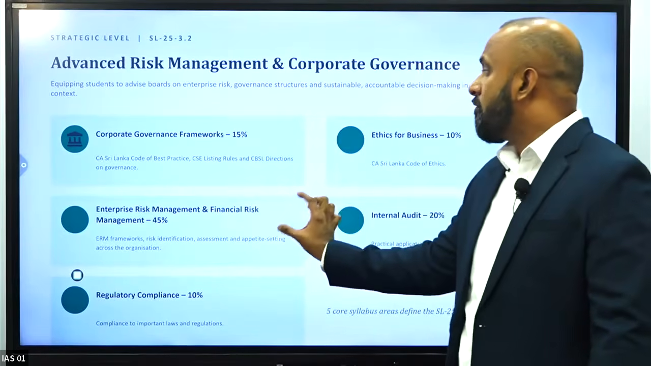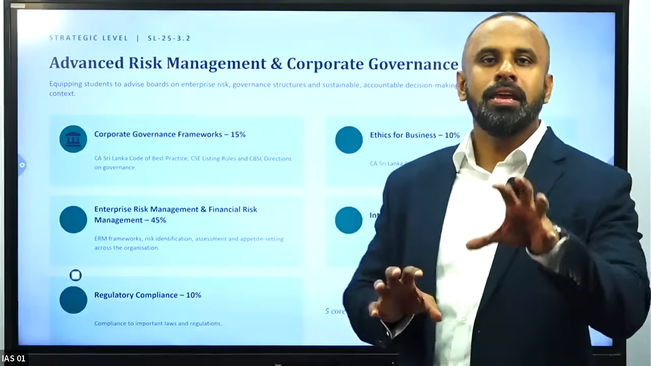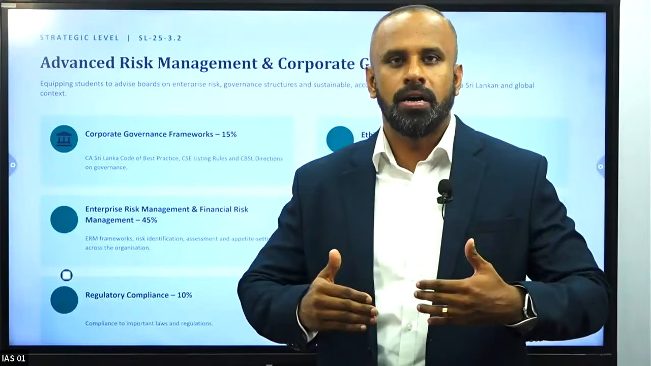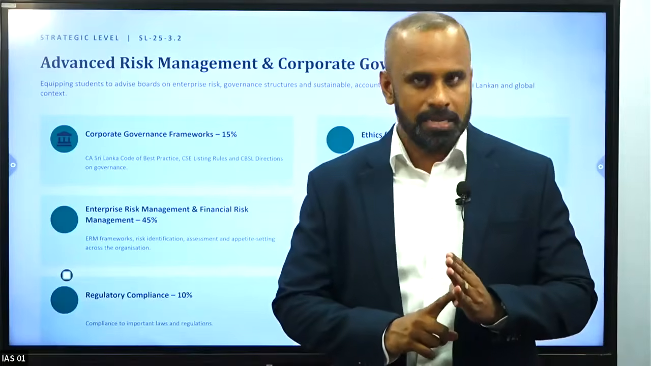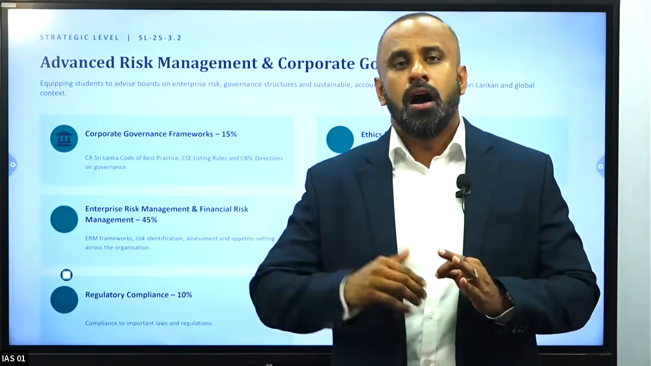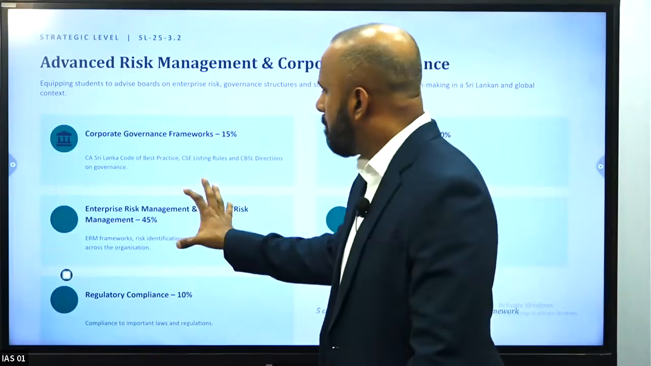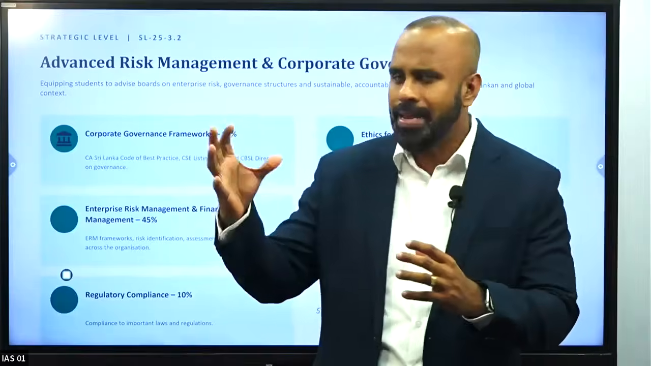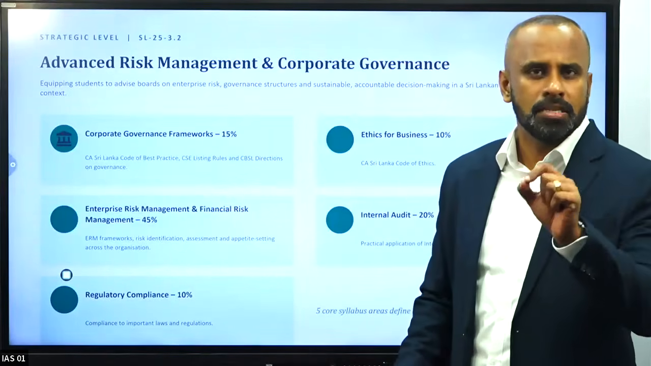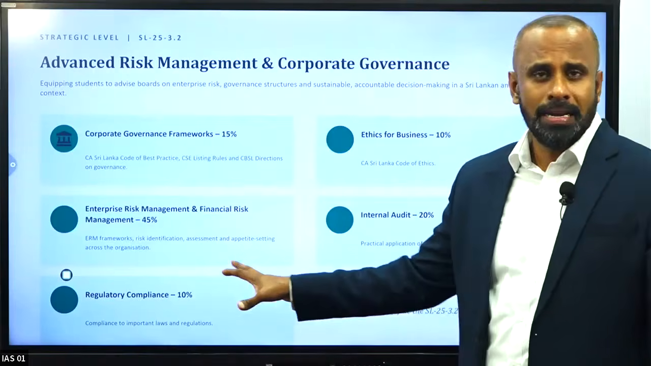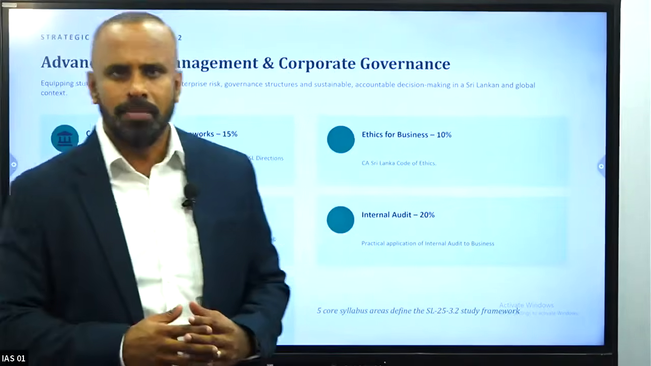Then enterprise risk management and financial risk management, students, 45%. This is the area where IAS has a unique competitive edge: financial risk management. So, hedging techniques, and how you manage your solvency risk and liquidity. In a company as a CFO, how you are going to manage funding with investments. We will be learning that for 45%, very practical areas for a CFO. Then regulatory compliance, again 10%. Then ethics and internal audit, 10%, and 20% of your syllabus.